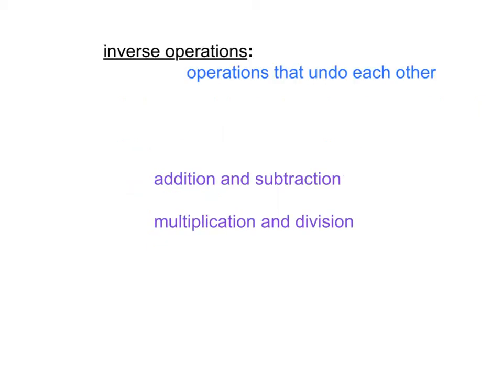Remember that with inverse operations, you're talking about operations that undo each other. So addition undoes subtraction. If you've added 5 and then you subtract 5, you're back where you started. Same thing works with multiplying and dividing, where if you've divided something by 5, but then you multiply that answer by 5, you're also back where you started. So those are called inverse operations. They undo each other.